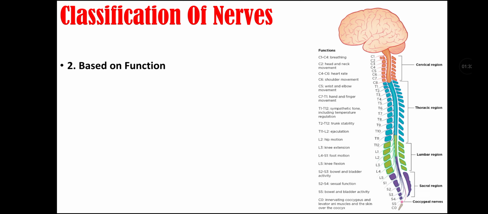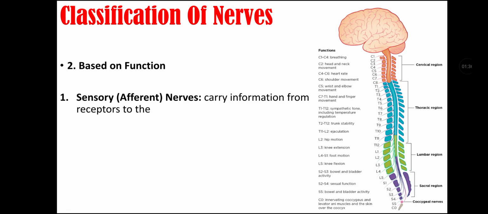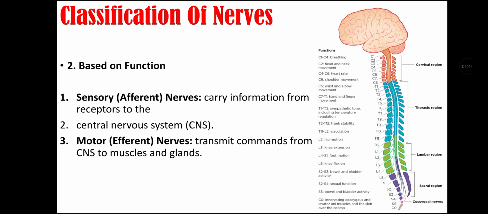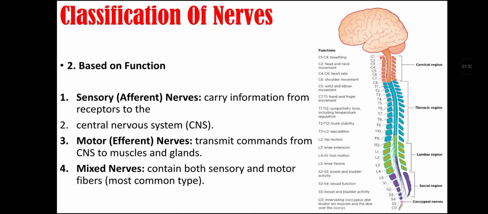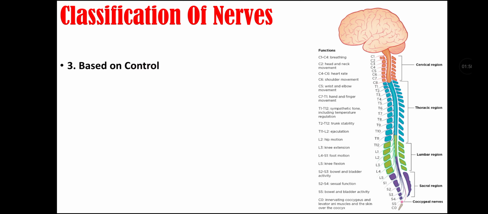Then nerves are classified on the basis of their function. There are sensory nerves that are also called afferent nerves that carry information from receptors to the central nervous system. Then there are motor nerves that are also called efferent nerves that transmit commands from central nervous system to muscles and glands. Then there are mixed nerves that contain both sensory and motor fibers, and it is the most common type of nerve.